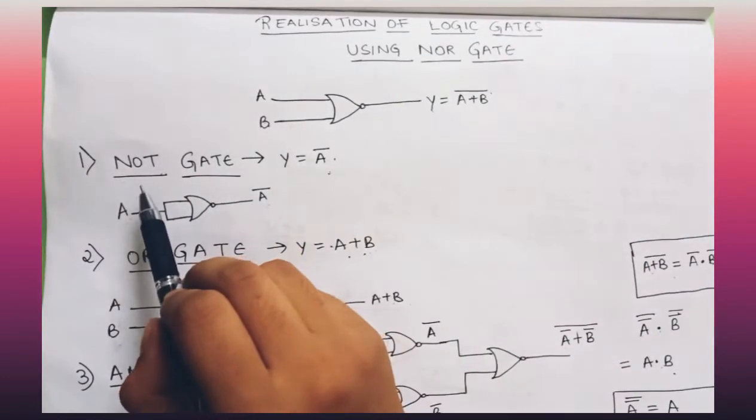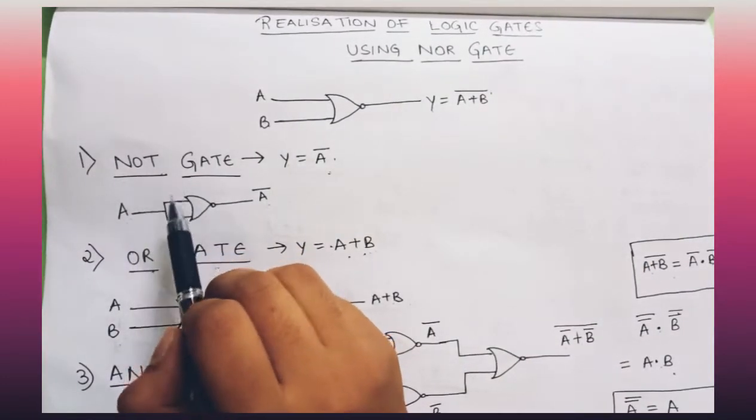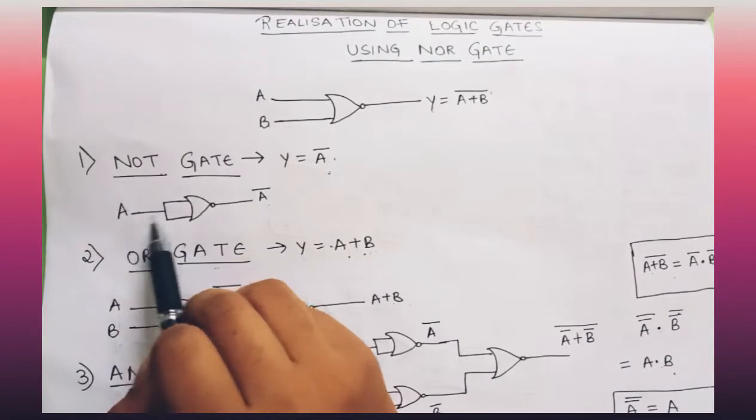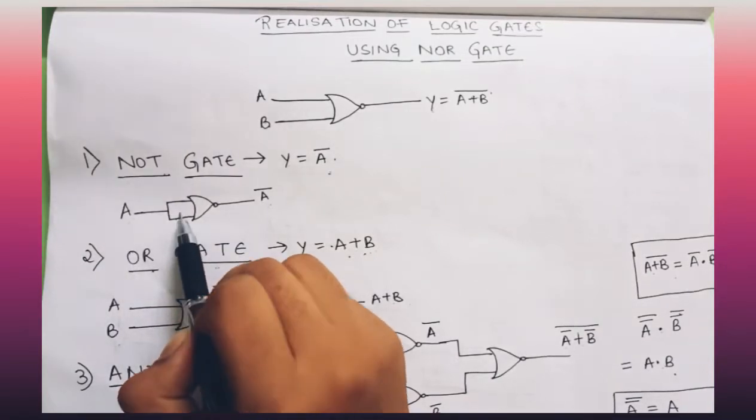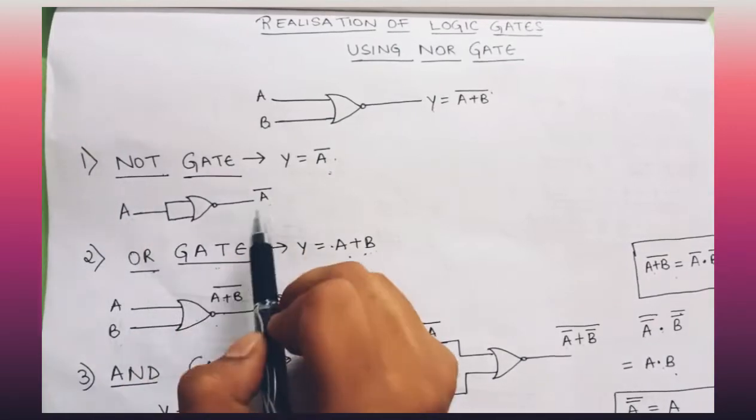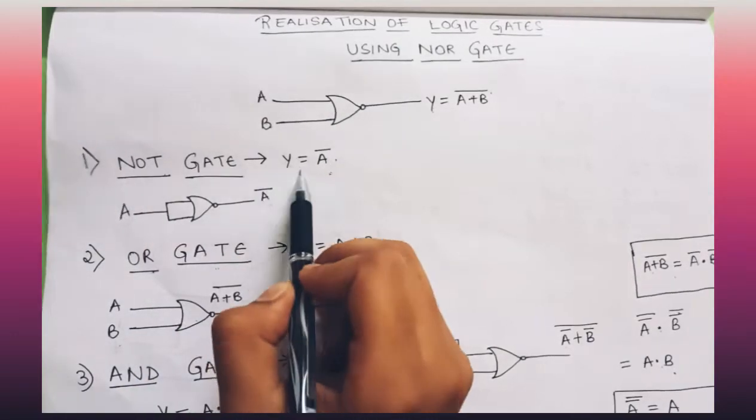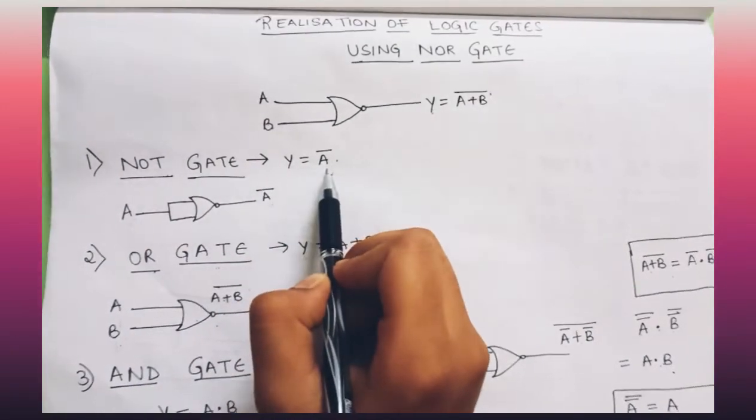First, we'll see NOT gate. NOT gate has only one input, and here we have taken a one input NOR gate. Hence the input will be A and the output will be A bar, and the output of NOT gate is y is equal to A bar.